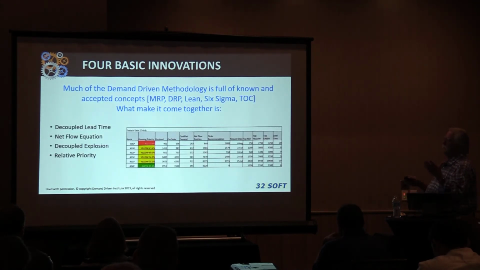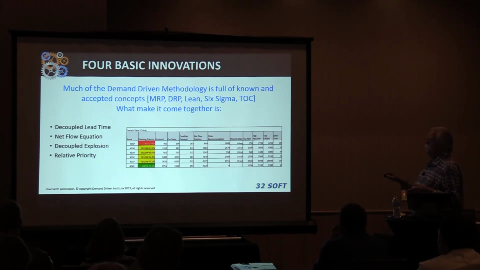So the 4 basic innovations of DDMRP are kind of like MRP. It is decoupled lead time based on those strategically decoupled points. The net flow equation, which tells us what we need to order. Decoupled explosions. And I think most importantly for the organization is relative priorities, that we know exactly what to work on based on the color and the percentage of demand.